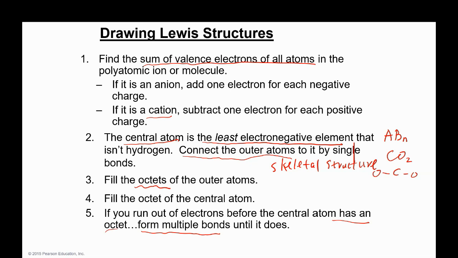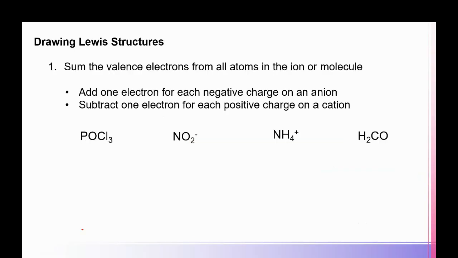Okay, so I'm going to break this flow chart into individual steps. The first one, how do we sum all valence electrons? For example, for POCl3, you have to know the valence electrons for each atom. For phosphorus, we have 5, and then we only have 1. Oxygen, we have 6. Cl, each one has 7. You should be very fast with determining the valence electron number.